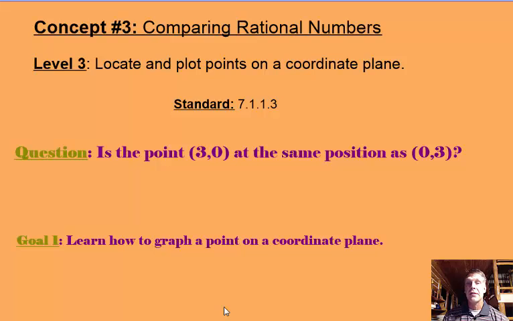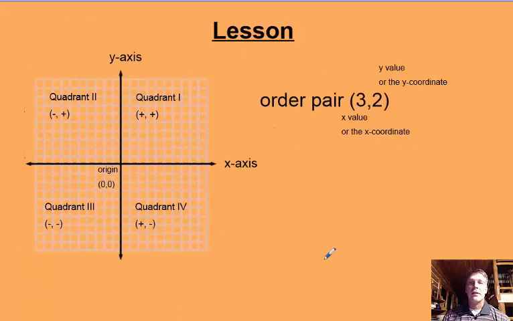We're going to be working on locating points in a coordinate plane. So the question is this: is the point (3, 0) at the same position as (0, 3)? Do those represent the same spot? So here's our goal to answer that question. I'd like you to be able to learn how to graph and locate points in a coordinate plane. Alright, with that in mind, let's roll.